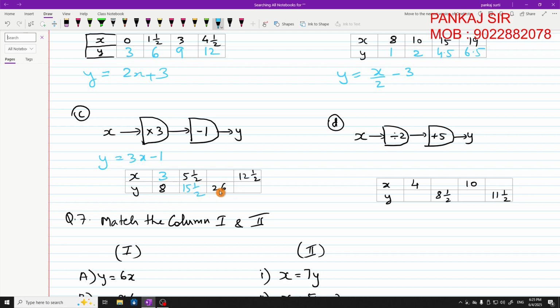Okay. Now y is 26. So if y is 26, this minus 1 will come here and it will become 27. 27 divided by 3 is how much? 9. So yeah, x will be 9.